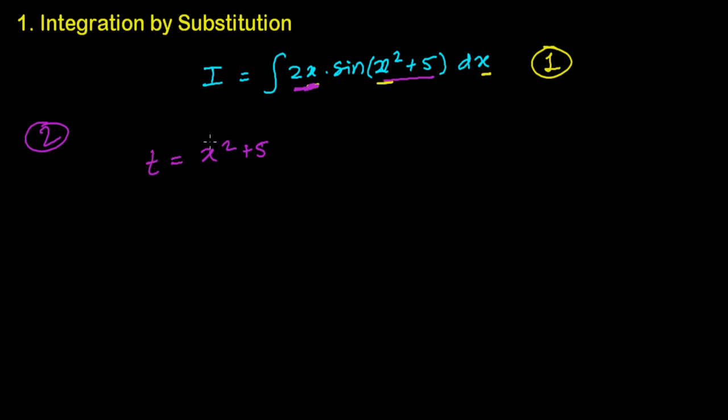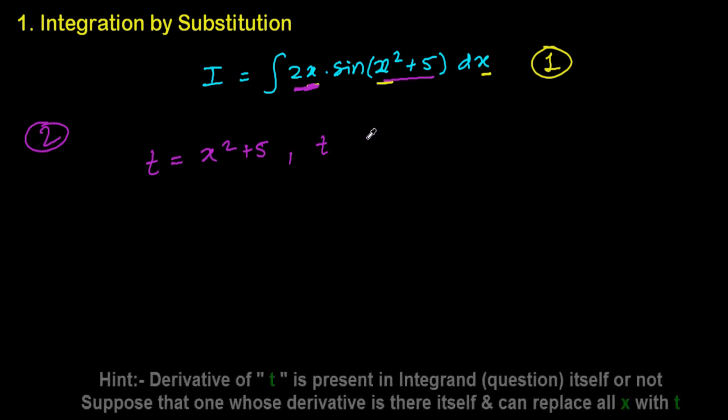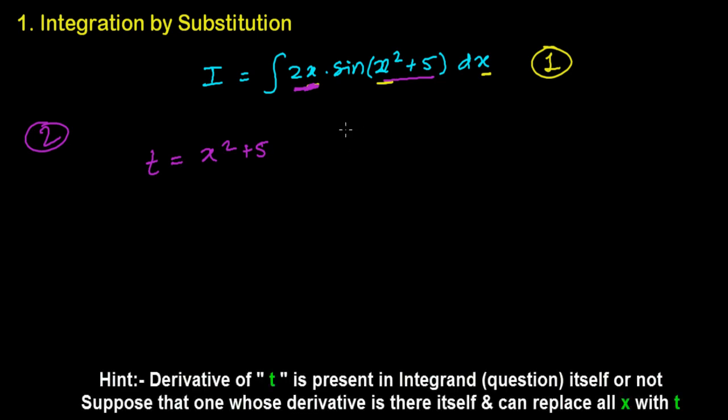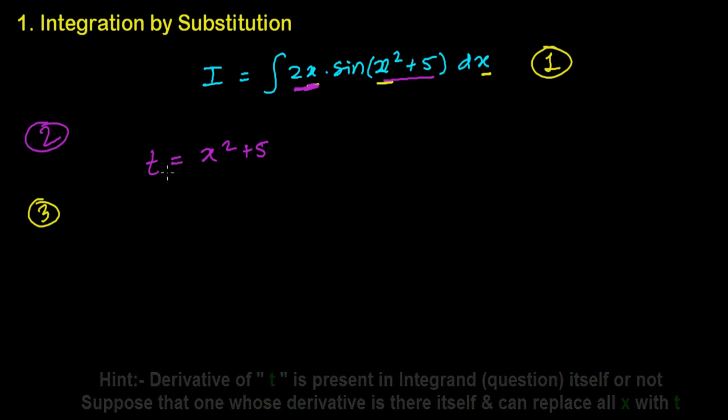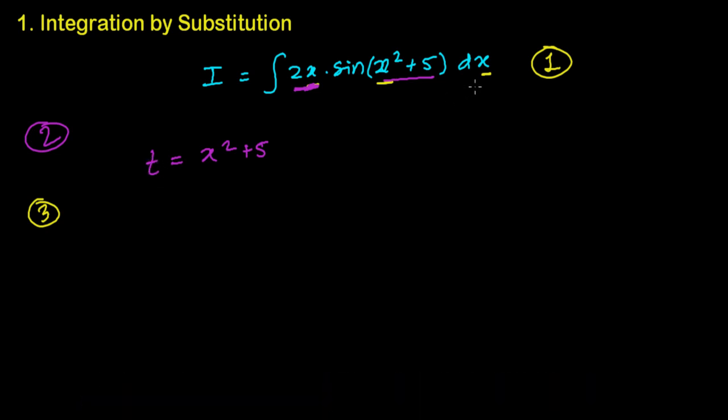You may say, hey Anil brother, why don't you choose t equals 2x? Why not? I'll tell you later, because if I keep on explaining in the first video you will get confused. So let me suppose t equals x squared plus 5. That's my second step, and my third step is to differentiate the supposition with respect to what you're going to integrate the function. We are going to integrate the whole integrand with respect to x, so you need to differentiate this t with respect to x.